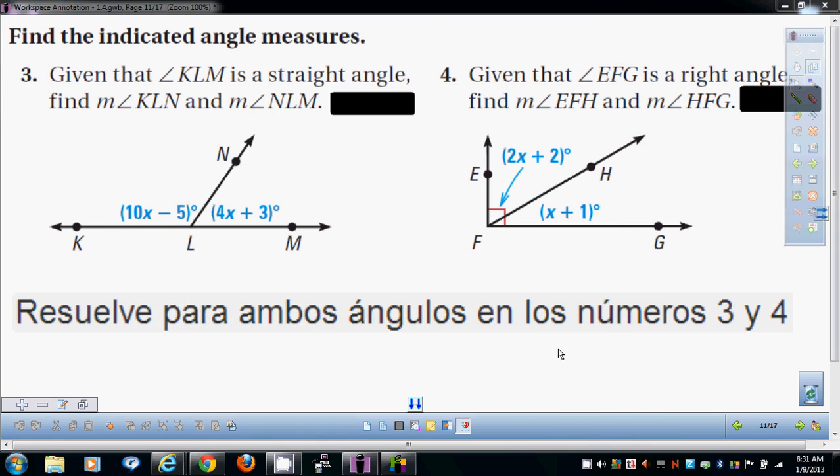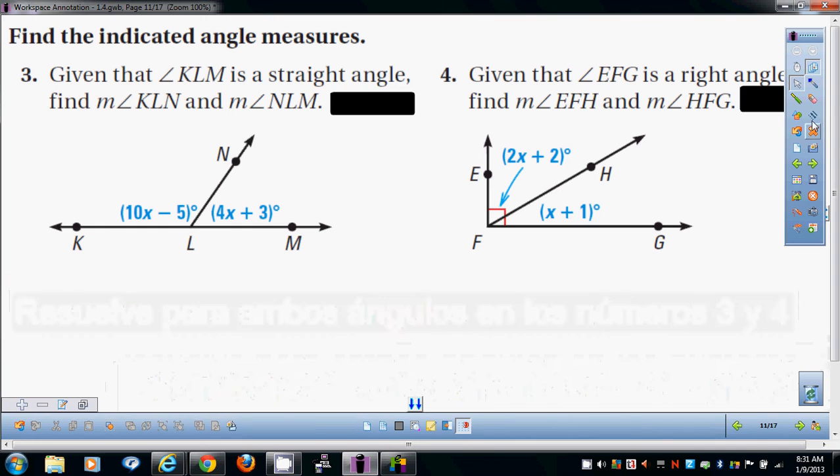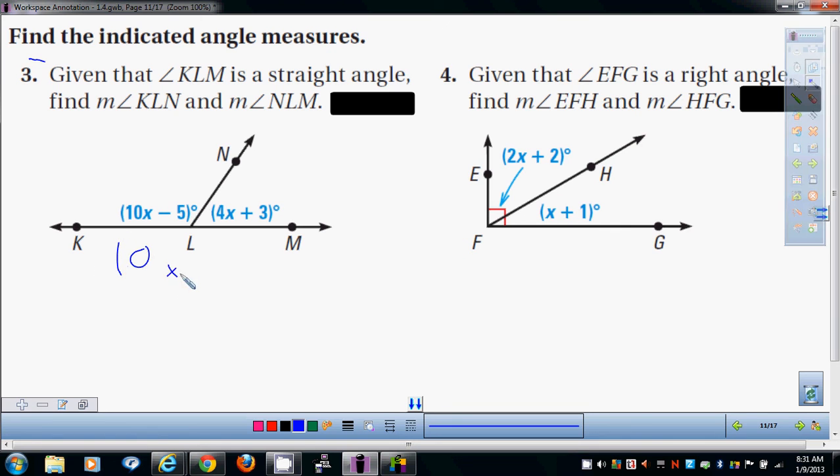Stacy, you're looking pretty confident. You think you know how to do this? All right. Tell me how to set up number 3. Tell me, what did you do first? So you added them together? Okay. 10x minus 5. I don't know why I wrote it so big. Let me scoot it down. 10x minus 5 plus 4x plus 3.